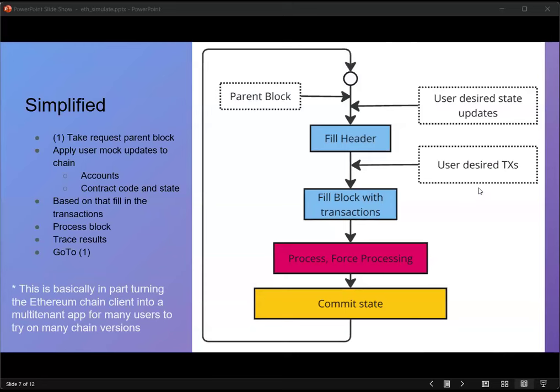So, implementation details. In simplified form, we take the user's input in the form of a parent block they want to utilize and their desired state updates. We create a header with those state updates and with the parent block in mind. We utilize the desired user transactions, fill them in, and test them. If it goes all right, we fill the block with them, and we process a block and commit a new state, and we go through a loop.